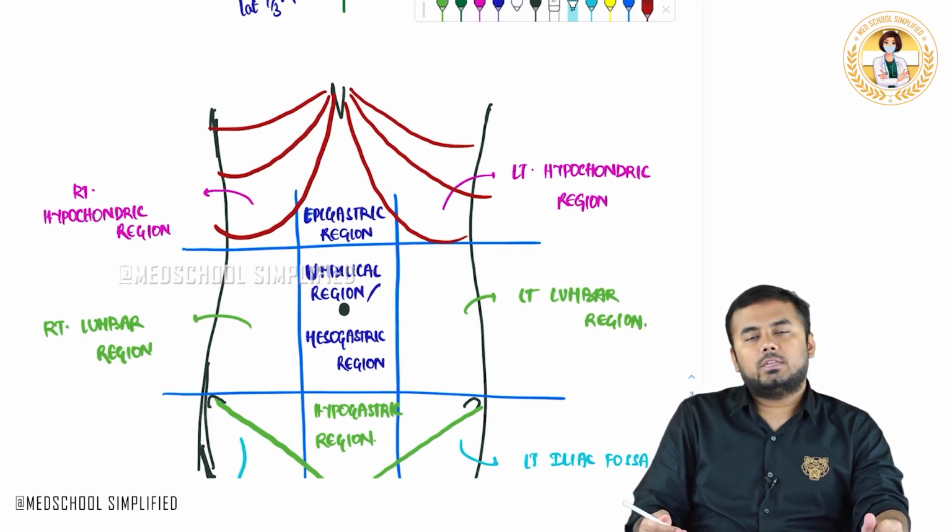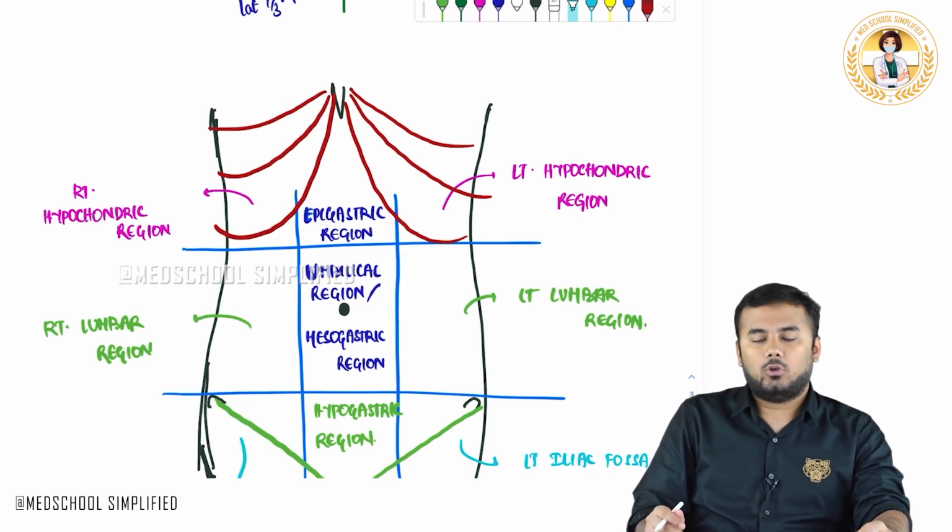And one thing to remember is that in the right hypochondric region, the organ you have is the liver. In the left hypochondric region, behind the 8th, 9th and 10th ribs, the organ you have is the spleen. Okay. So the liver is usually palpable, but the spleen is usually not palpable.